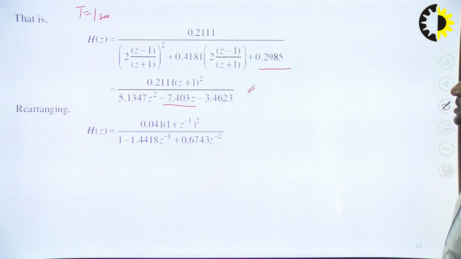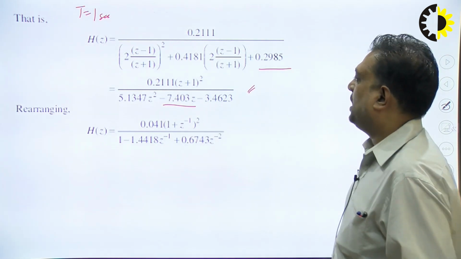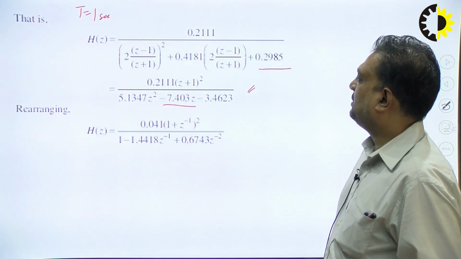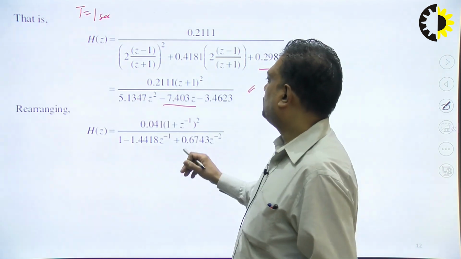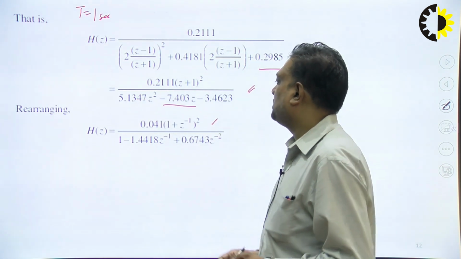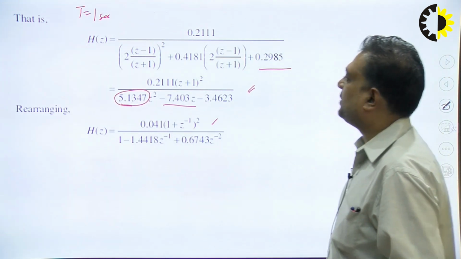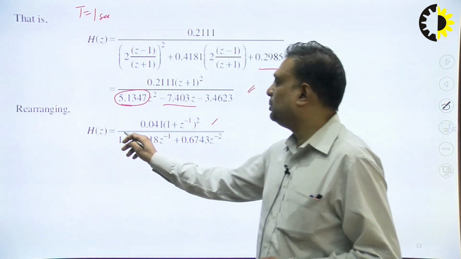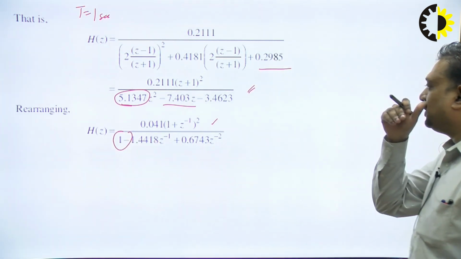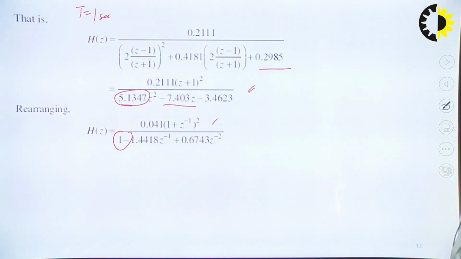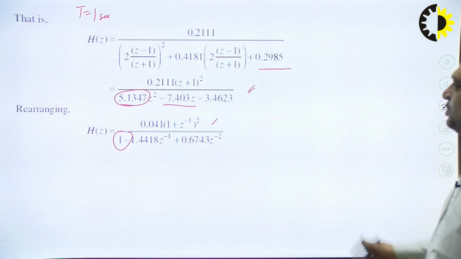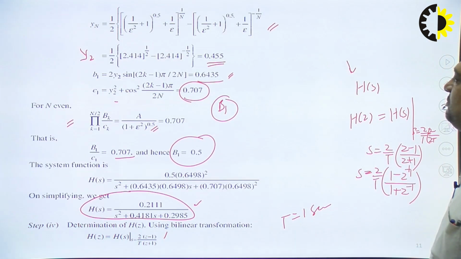Now we can arrange it in terms of z to the power minus 1. We will take z square common here, and we can also take z square from here. So we can write it like 0.0411 (1 plus z to the power minus 1) whole square, and we have also divided by the term 5.1347 in numerator and denominator so that this coefficient value becomes 1. Finally, the value that we obtain is hz equals 0.0411 (1 plus z to the power minus 1) whole square upon 1 minus 1.4418 z to the power minus 1 plus 0.6743 z to the power minus 2. So this is the hz that we have obtained.